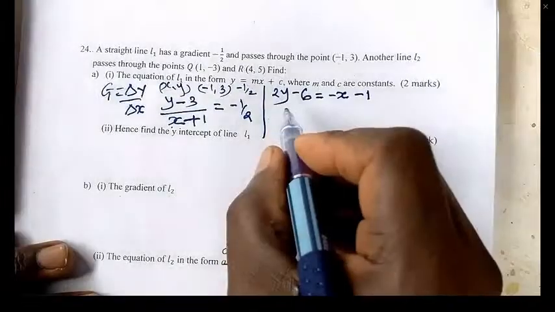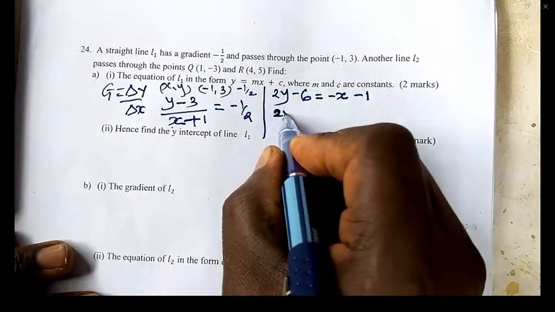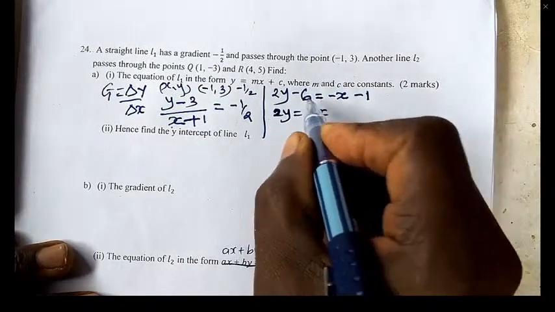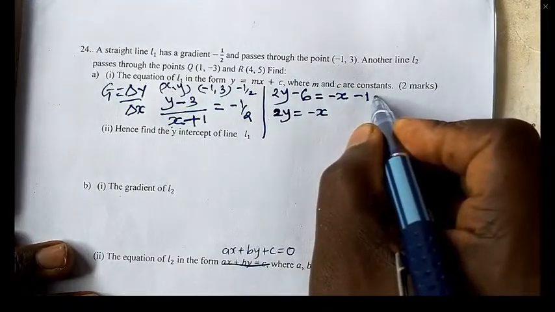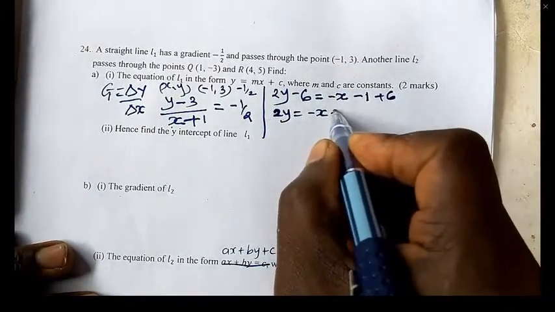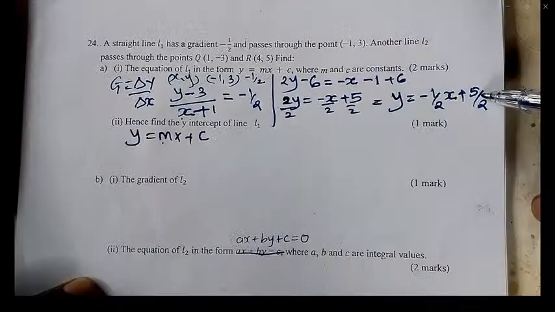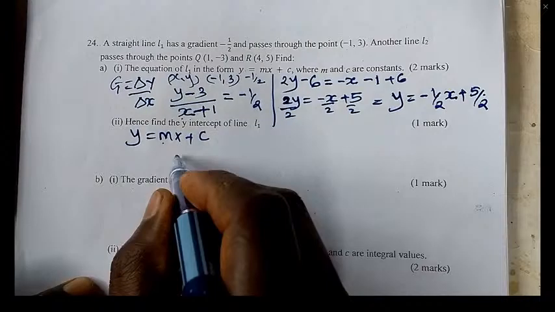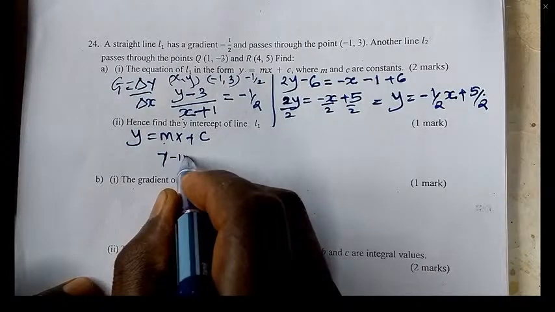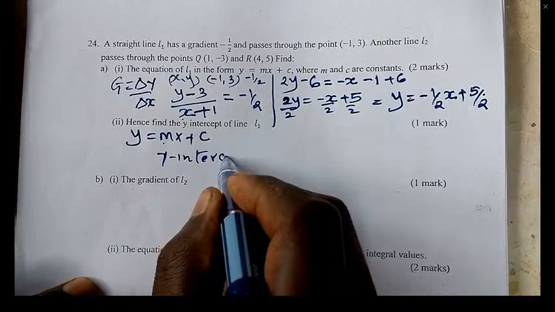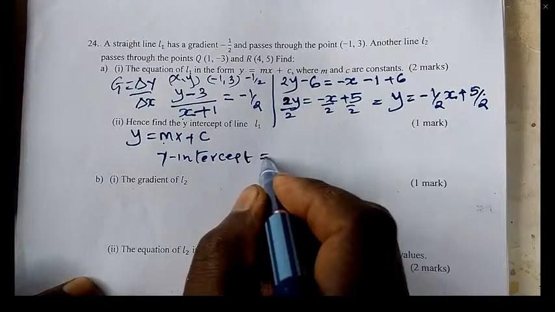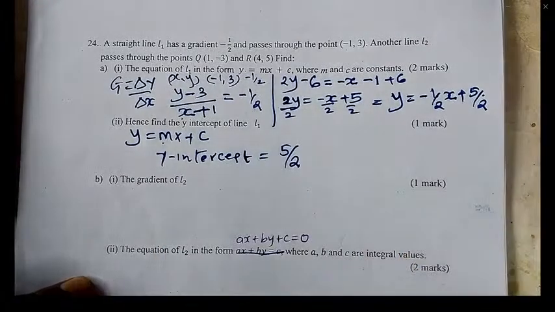So 2y is equal to negative x, and the negative 6 when it comes across becomes plus 6, so we will have plus 5. So the y-intercept is equal to 5/2.